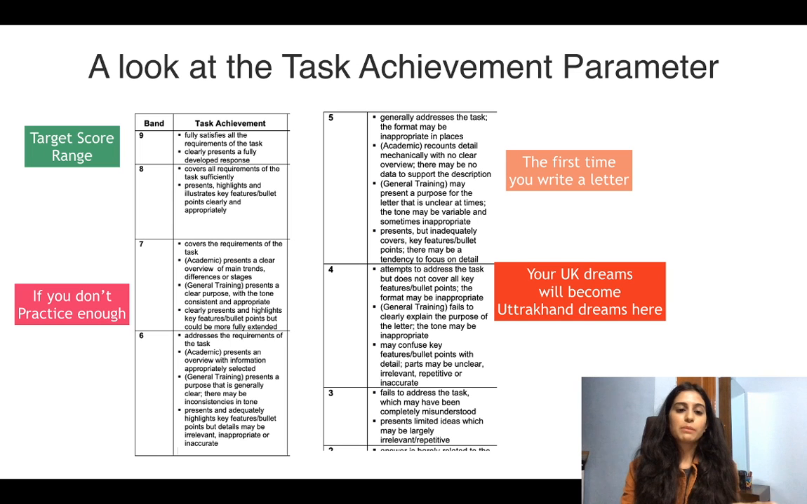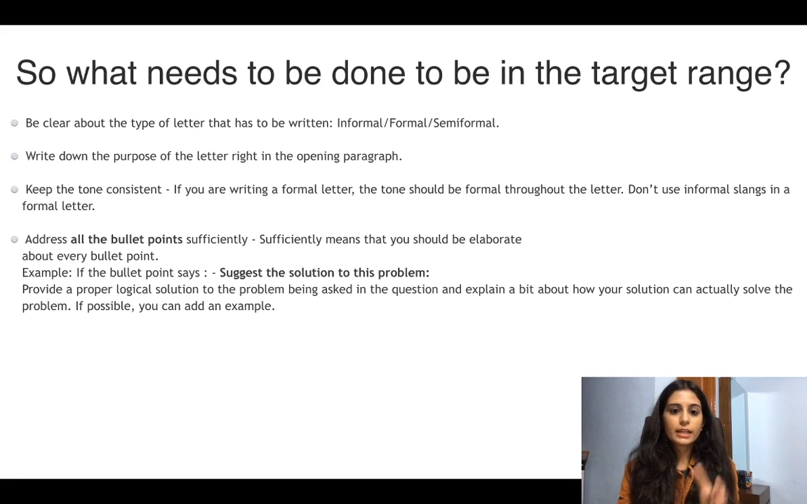Now if you notice in the 9 band score, it clearly states that fully satisfies all the requirements of the task and clearly presents a fully developed response. So here again it says the same thing, that you need to elaborate. Do not leave it on the assumption of the reader or the examiner that they'll understand you automatically. They would not. Don't leave them hanging or guessing that this could be the reason or this is the elaboration. Tell them everything that you have in your mind, but yet again, it should be elaborated accurately and appropriately. Unnecessary dragging or stretching the point would not fetch you good bands.